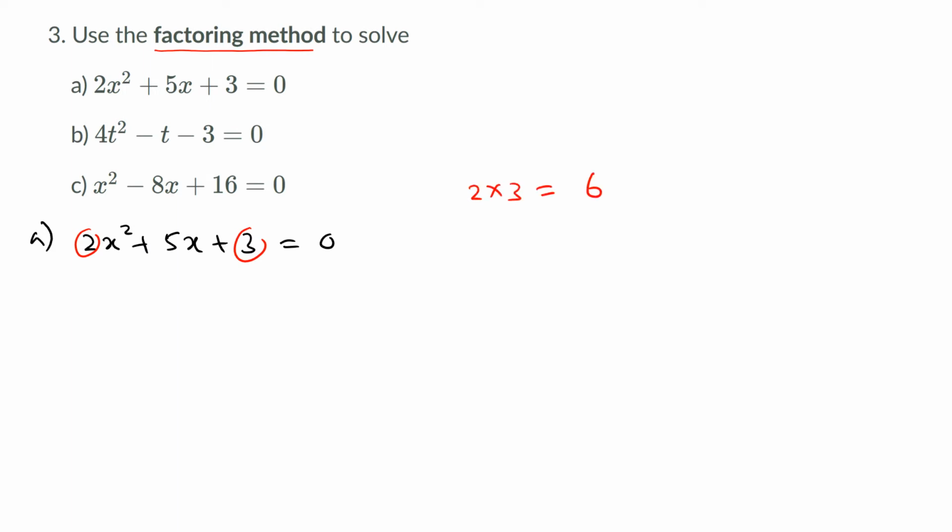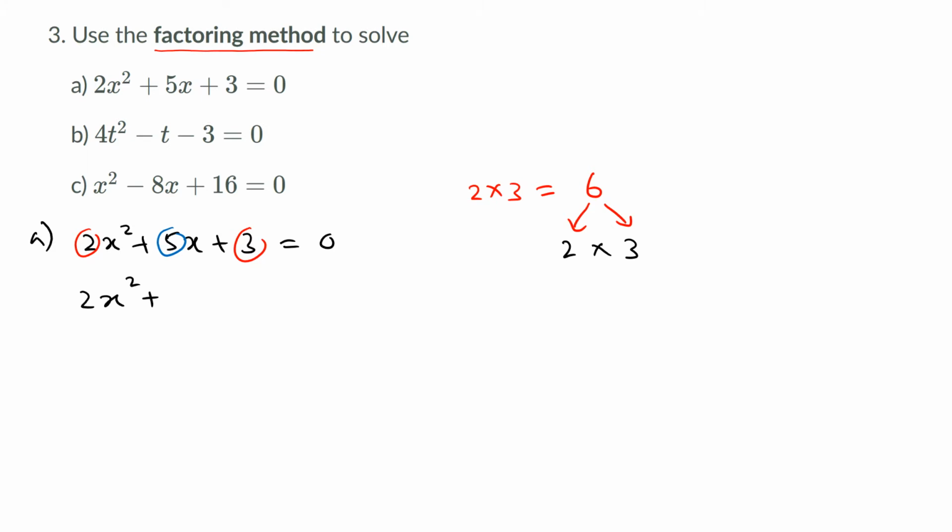Now the goal is to find two numbers that, when you multiply, you get 6, and when you add, you get 5, the middle term. Okay. So what are those two numbers? You can see that those two numbers are 2 and 3. Those are the two numbers, because when you multiply, you get 6, and when you add, you get 5. So how we normally do it, we're going to rewrite the 5x using those two numbers. So it is 2x squared.